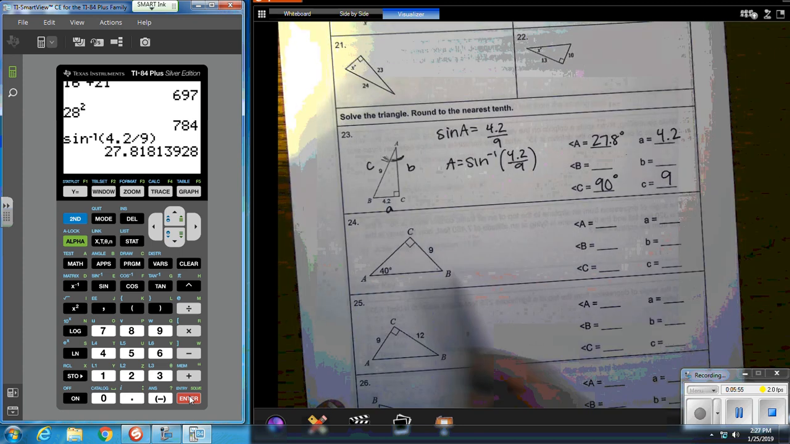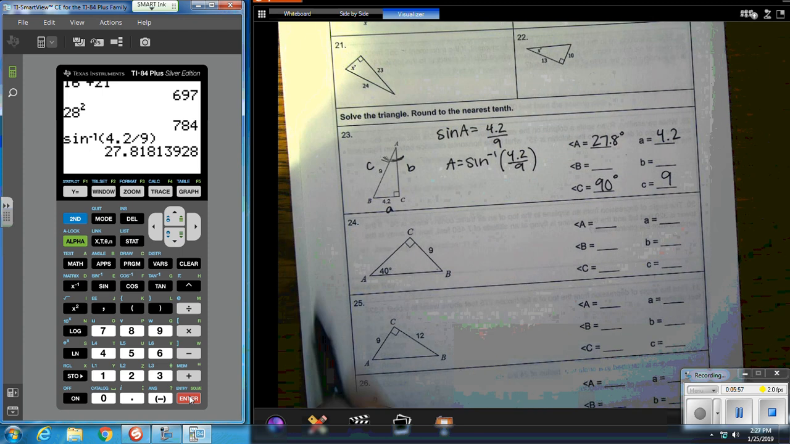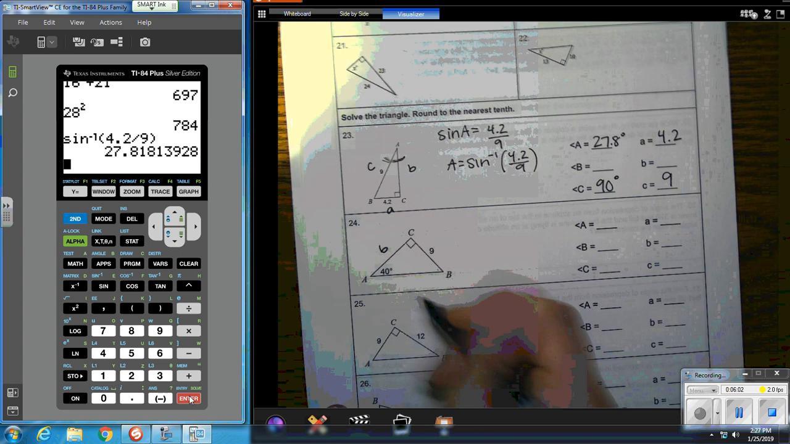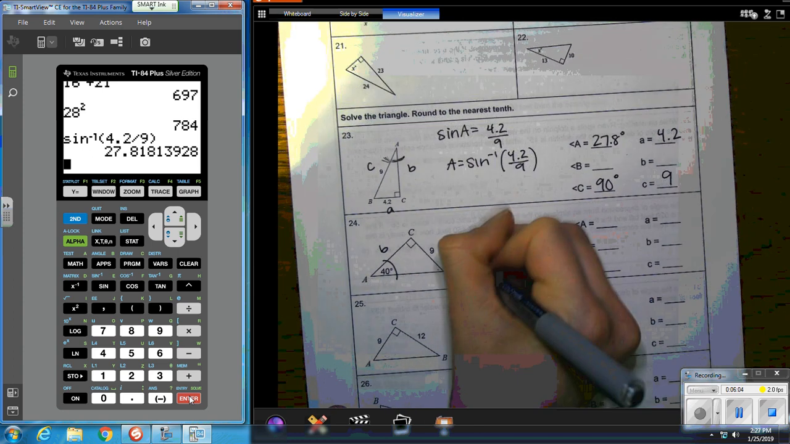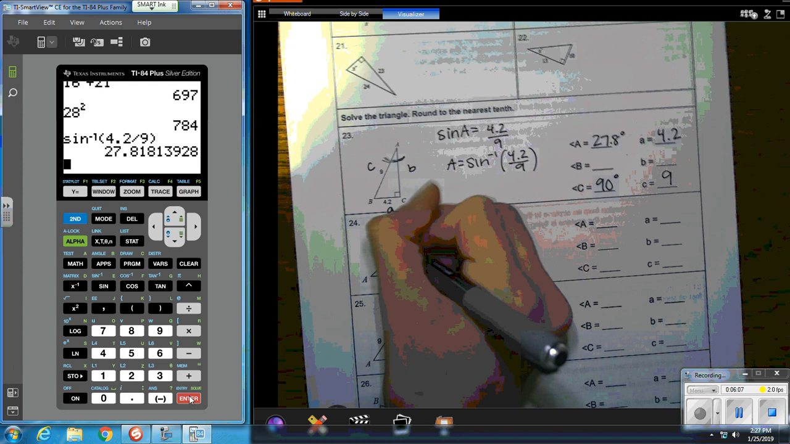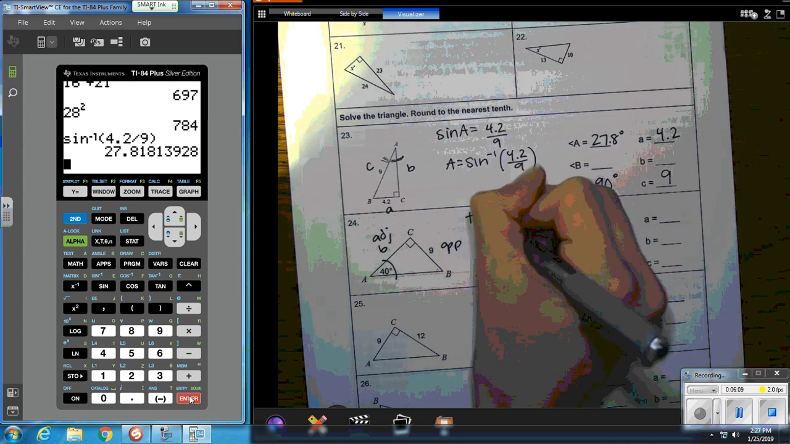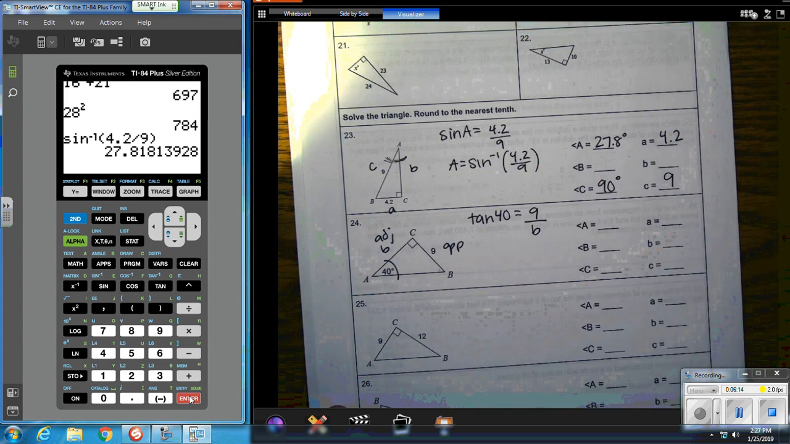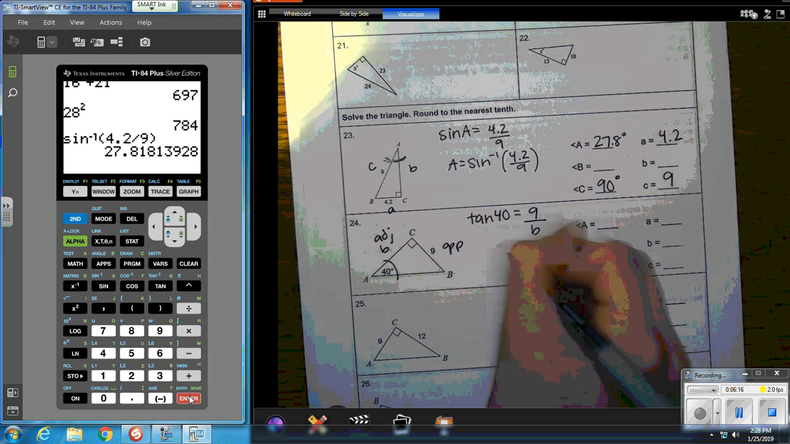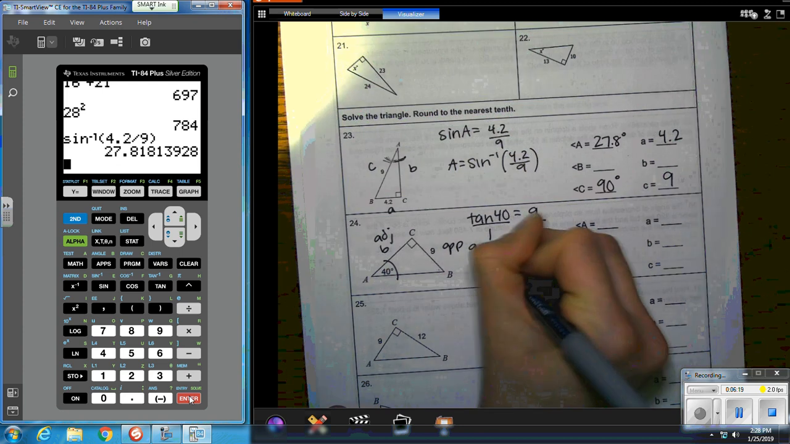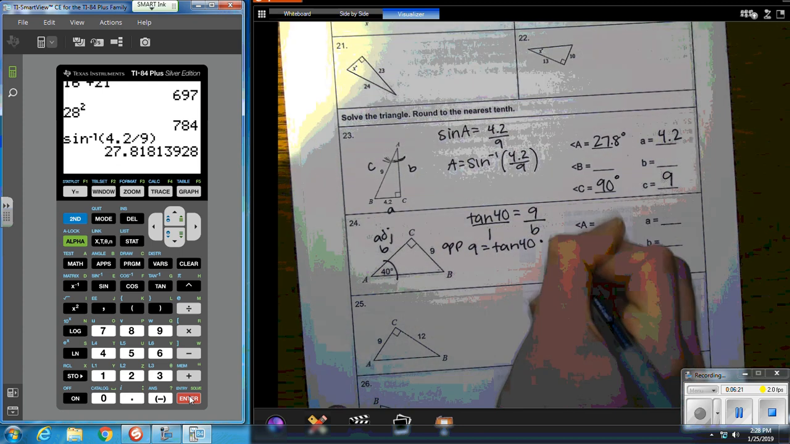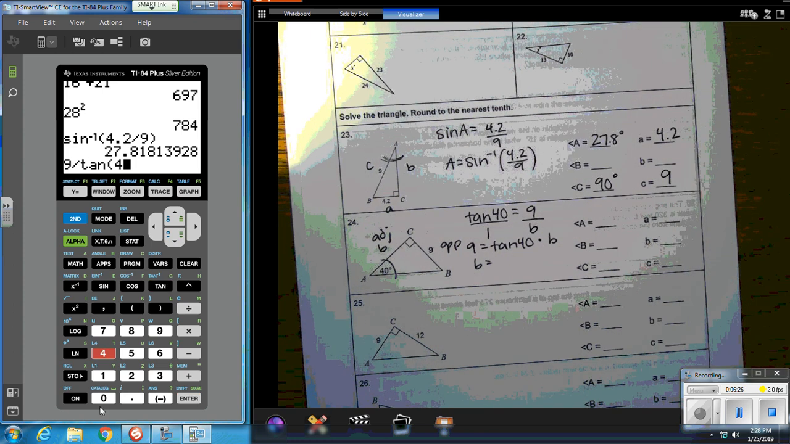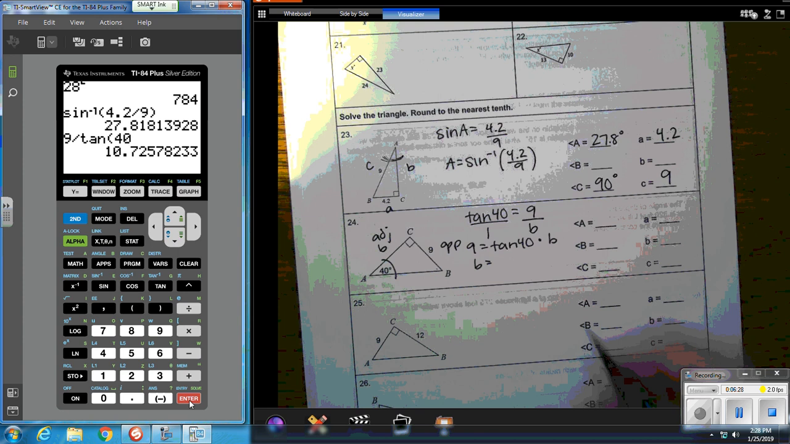And to find your sides, you're going to have to do trig at least one time. So say I want to find side B. What I would do from this 40, the 9 is opposite, the B is adjacent. So I would use tangent of 40 equals opposite over adjacent. This is one where I would cross multiply and get 9 equals tangent of 40 times B. You would divide that out, and so I'll type in 9 divided by tangent of 40 is 10.7.